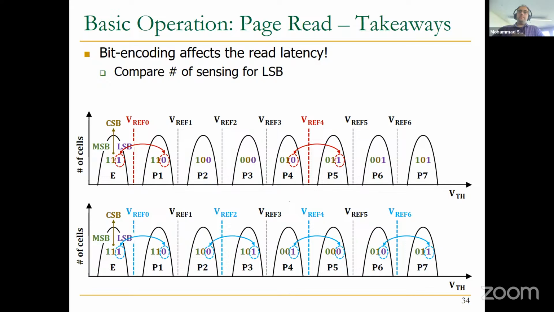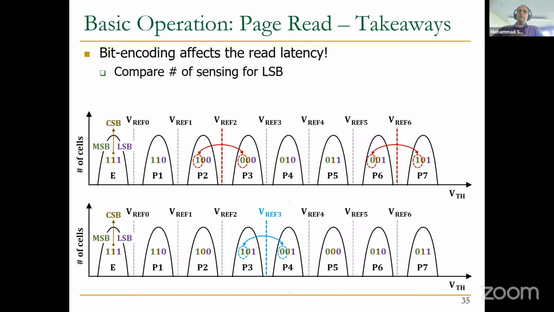But how about the MSB? For the MSB, the top one, you can read it with two sensing operations, because P2 to P3 and also P6 to P7. But for the bottom one, you can read the MSB with only one sensing. So now you can see a trade-off, right? The bottom one has poor performance for reading the LSB, but it's quite fast for reading the MSB. The top plot provides a balanced latency between the LSB and MSB reading.